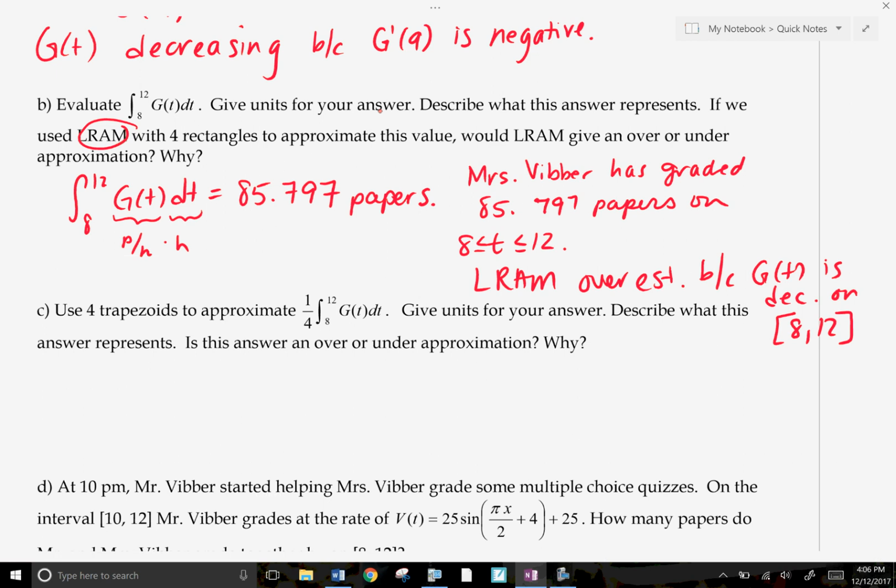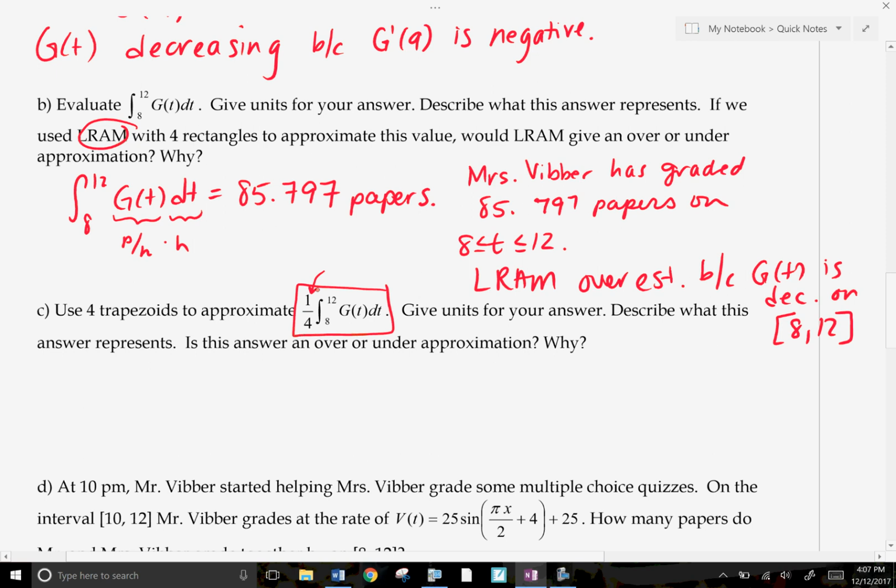Let's see, what else have I got here? Use 4 trapezoids. Okay, so now I'm supposed to use trapezoids to estimate the integral from 8 to 12 of 1/4 g of t. Give units for my answer. Describe what it represents. Why would I have a fraction out in front of an integral?